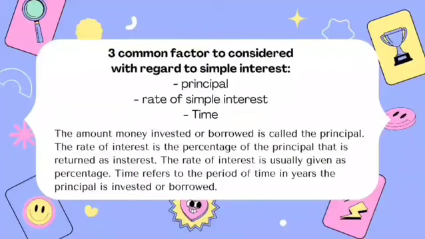Three common factors to be considered with regard to simple interest are principal, rate of simple interest, and time. The amount of money invested or borrowed is called the principal. The rate of interest is the percentage of the principal that is written as interest. The rate of interest is usually given as a percentage. Time refers to the period of time in years the principal is invested or borrowed.